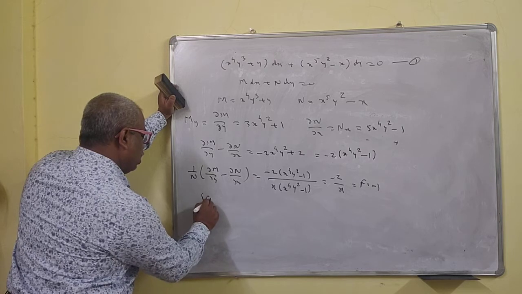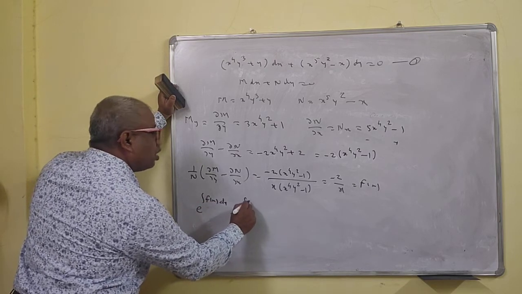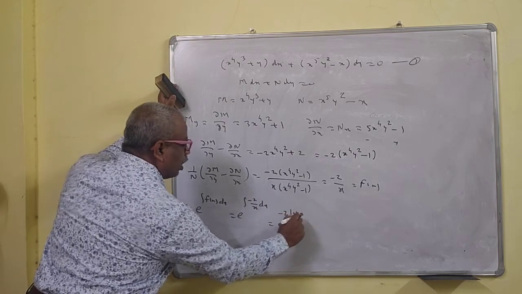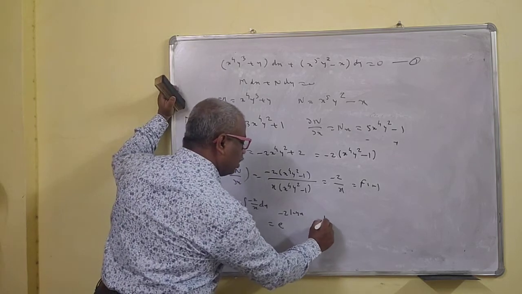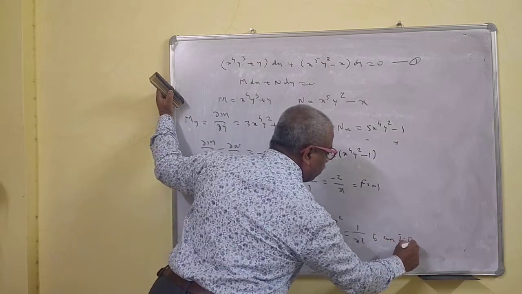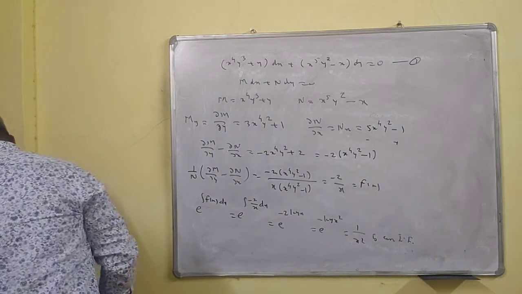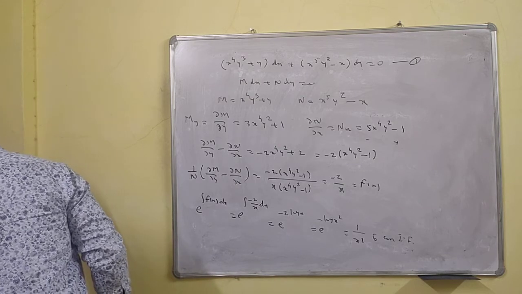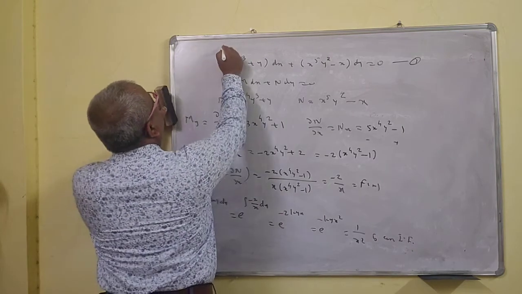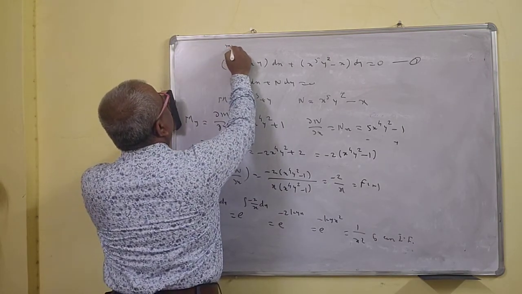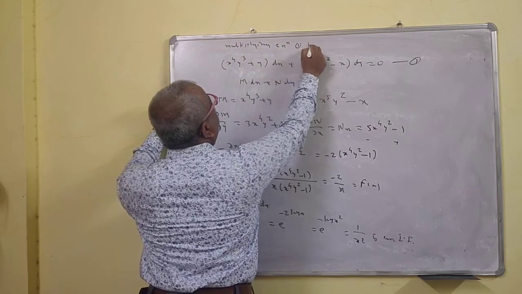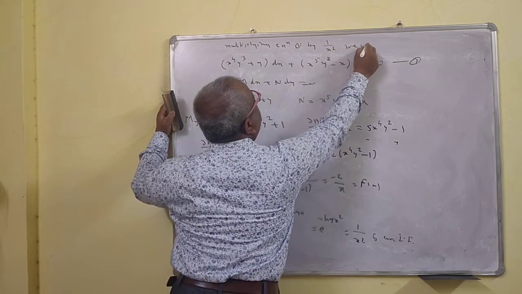So e to the power integral f(x) dx is equal to e to the power integral of minus 2 upon x dx, which is e raised to minus 2 log x, so e raised to minus log of x squared. So 1 upon x squared is an integrating factor. We multiply equation 1 by 1 upon x squared, and we get equation 2.